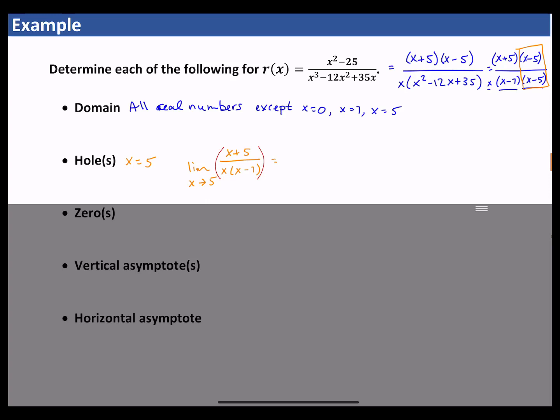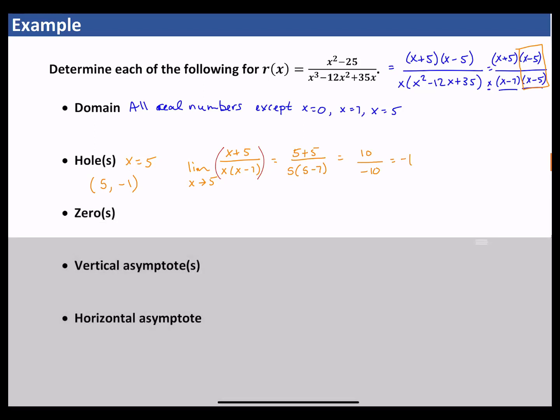We can actually let x equal 5 now and get 5 plus 5 over 5 times 5 minus 7. So we get 10 over negative 10, which equals negative 1. So what we have found analytically is that the hole is at 5, negative 1. And again, we'll check that by looking at a table of values and graph in a minute.